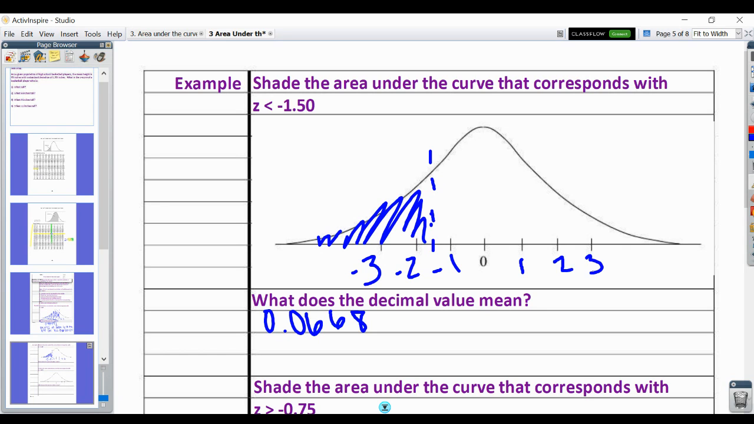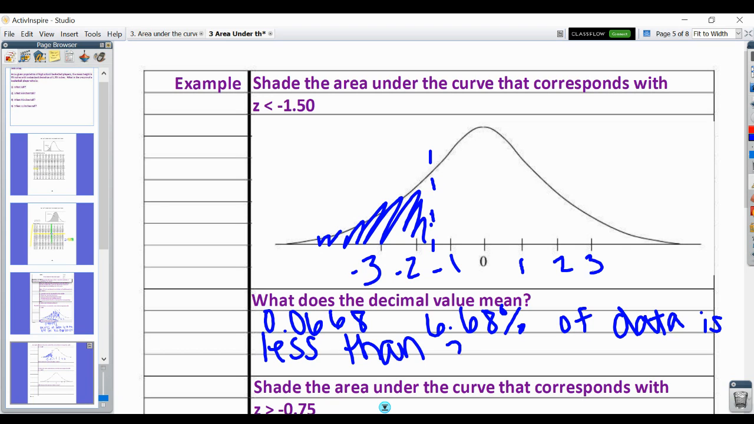So what does that mean? 6.68% of the data is less than z equals negative 1.5. And again, that kind of depends on your data set. So that could mean, let's say you're talking about inches again. Whatever data value represents z equals negative 1.5, that would mean that everything that has a z-score less than negative 1.5 is going to be smaller than that number. And it's only going to be 6.68% of data that's smaller than the corresponding z-score.